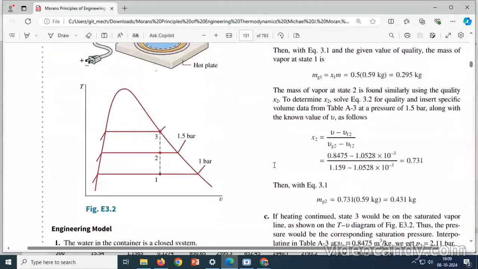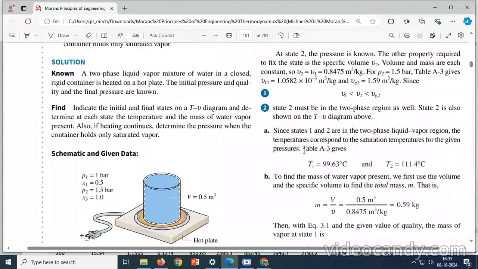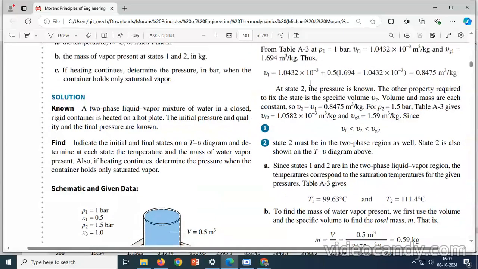Pressure is also given, 1.5 bar. With this 1.5 bar pressure, what will I do now? I'll find out the specific volume at 2, or directly the temperature. Other properties are similar to the earlier case. V2, specific volume at 2, they are also finding there, getting 0.8475 meter cube per kg. Here you need to check whether these values will be the same or different. V2 and V1, they are telling both are the same.